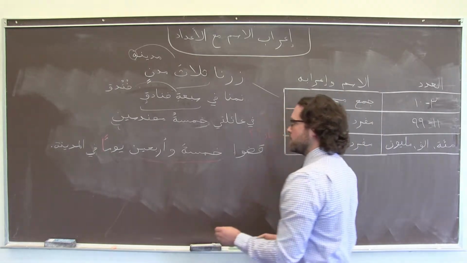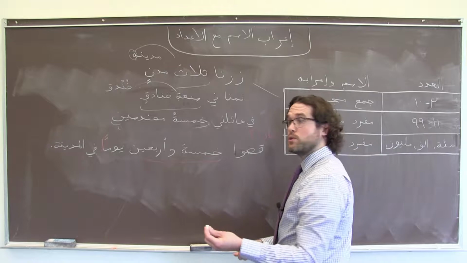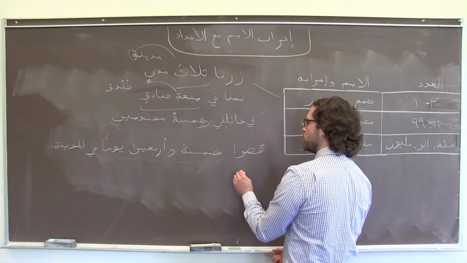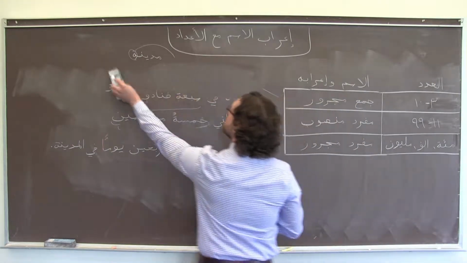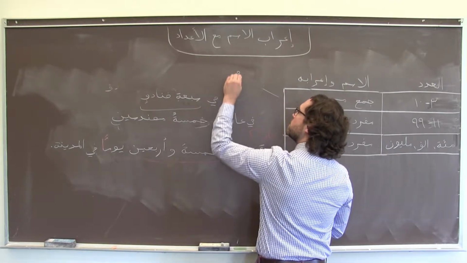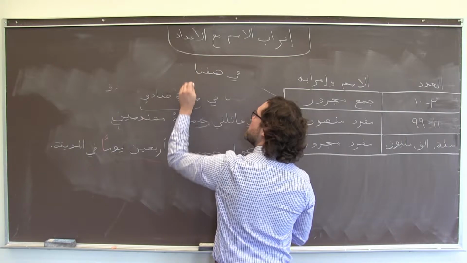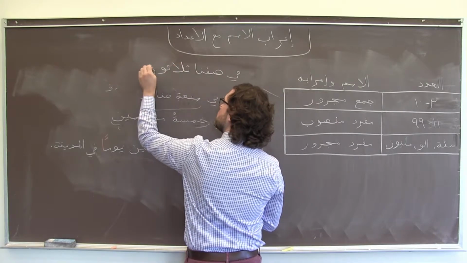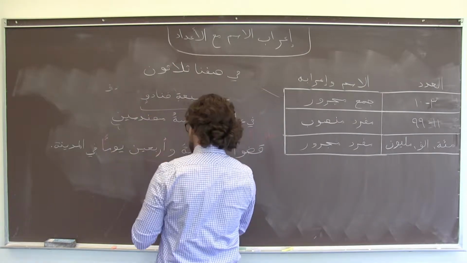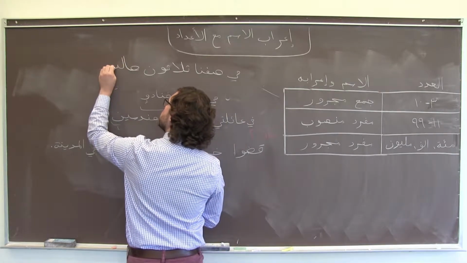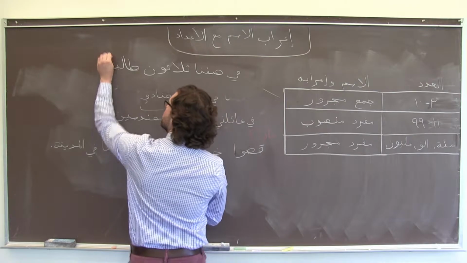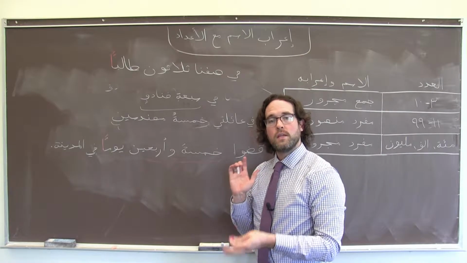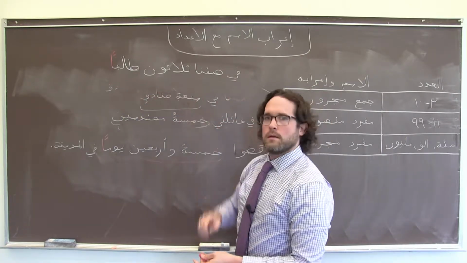Another example, if we wanted to say our class has 30 students, or in our class there are 30 students, is how we would structure it in Arabic. في صفنا ثلاثون طالبا. Again, because we have a number between 11 and 99, we need to use a singular noun in the mansoob.